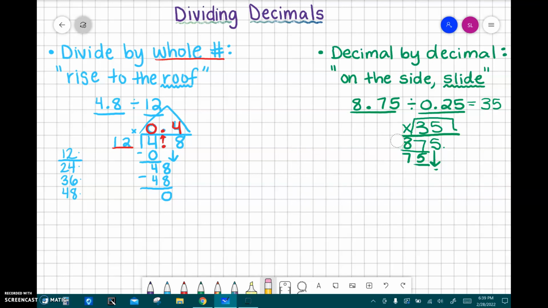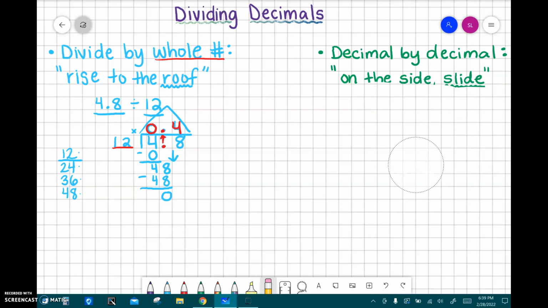So let's say we've got an example here. Our problem will be 17 and 36 hundredths divided by 2 and 8 tenths. So if it's on the side, let it slide. Well, again, to make this guy a whole number, I need to move it once. So if I move it once on this side, I have to move it once on this side.